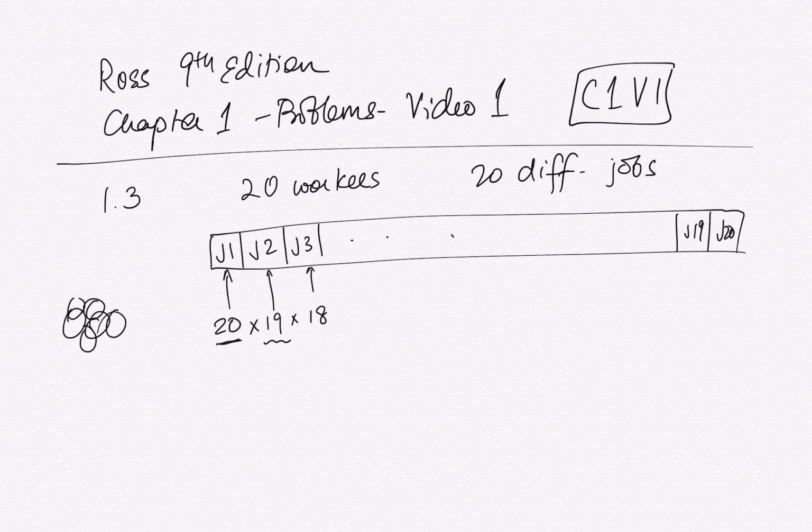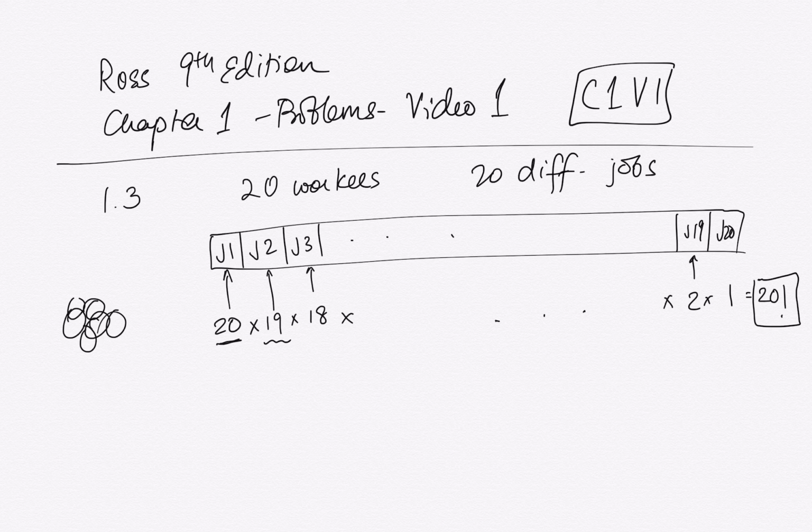Similarly, you would multiply by 18, and so on all the way down to 2 people left over for the 19th job, and 1 person left over for the 20th job. So in all, this is 20 factorial, as expected. It's also the same number you'd get if 20 people ran a race. How many different rankings are possible at the end of the race? It's 20 factorial.